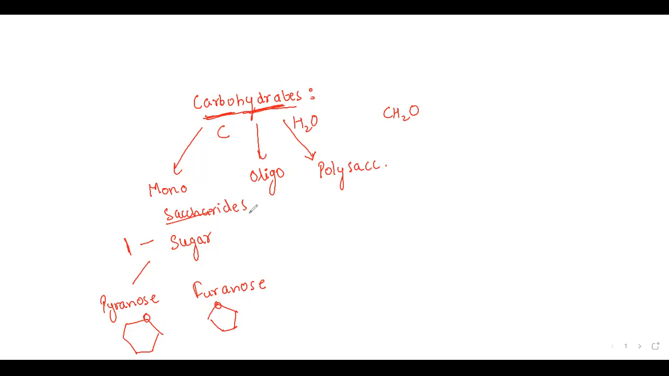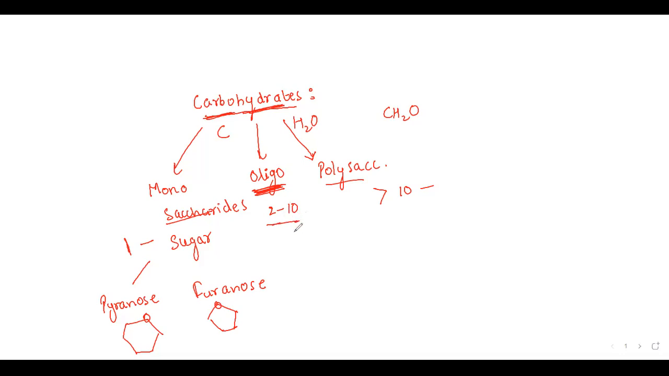In this video, we'll be studying majorly about oligosaccharides. What are oligosaccharides? Oligosaccharides are the sugars which have 2 to 10 units of sugars. Polysaccharides have more than 10 units of sugars. So this means an oligosaccharide is a group of carbohydrates which are made up of 2 to 10 units of sugars.